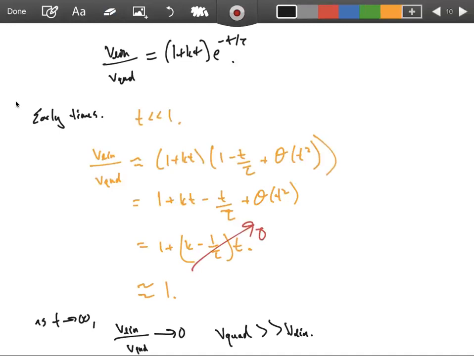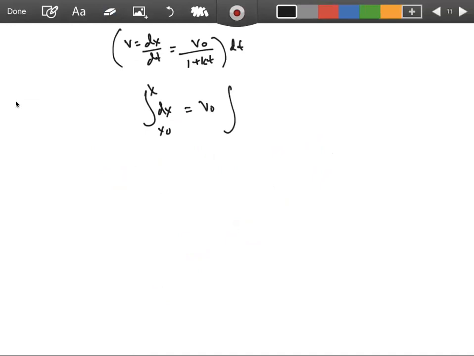Now, let's answer the second part of the question. How far is this going to go? So again, let's start with the fact that the velocity is equal to dx over dt, which is equal to v0 divided by 1 plus k times t. In this case, I'm going to multiply both sides by dt and then integrate. So I get the integral of dx from x initial to x final equal to v0 times the integral of dt over 1 plus kt from 0 to t.